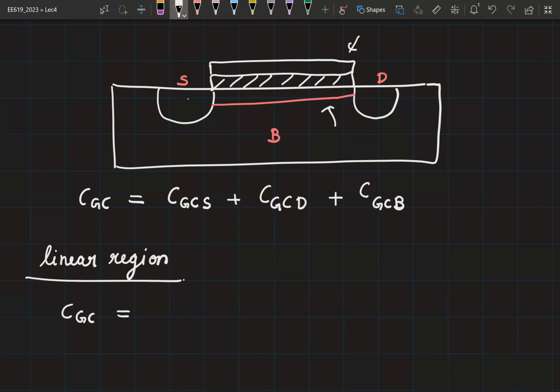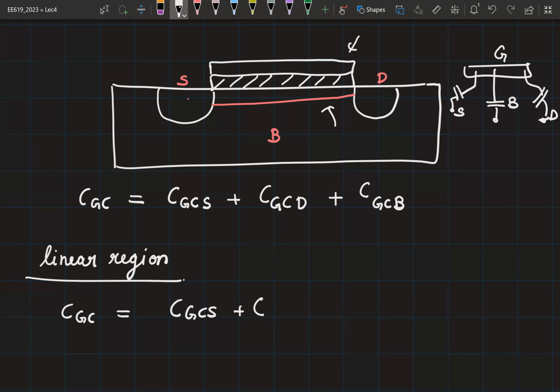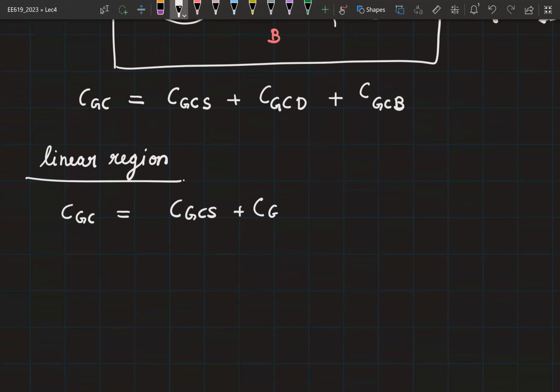So CGC is now 3 components. Why are they adding? Because effectively, this is a capacitance between the gate layer and something else. So one is between the gate and the source. The other we say is between the gate and the bulk. And the third component is between the gate and the drain. So CGCS plus CGCD plus CGCB.